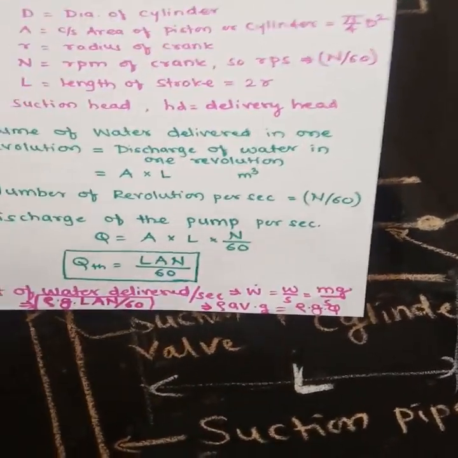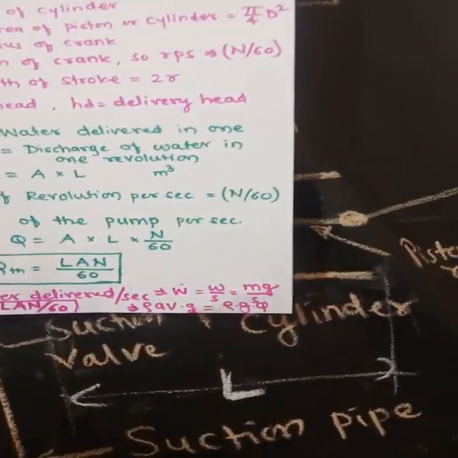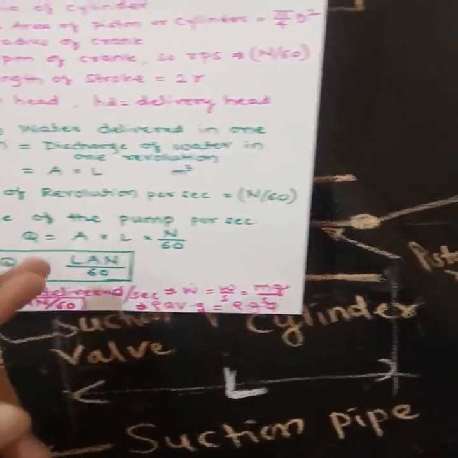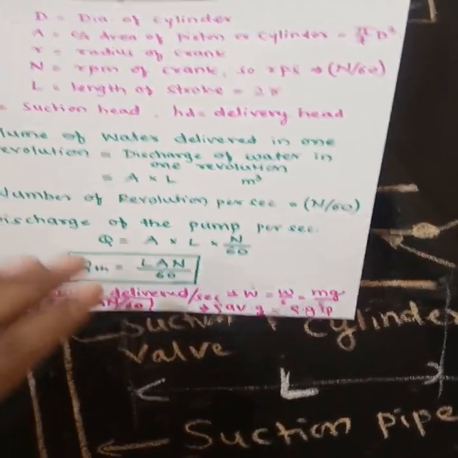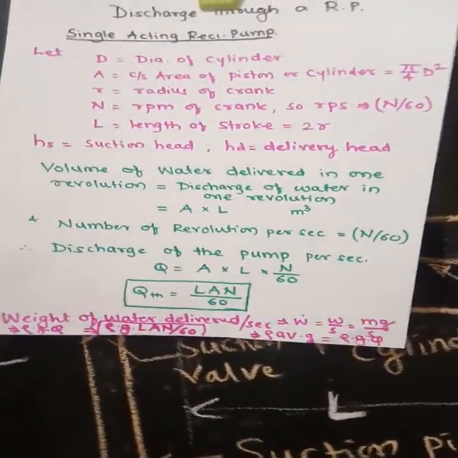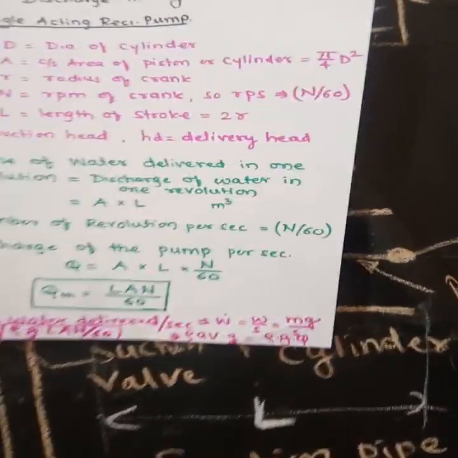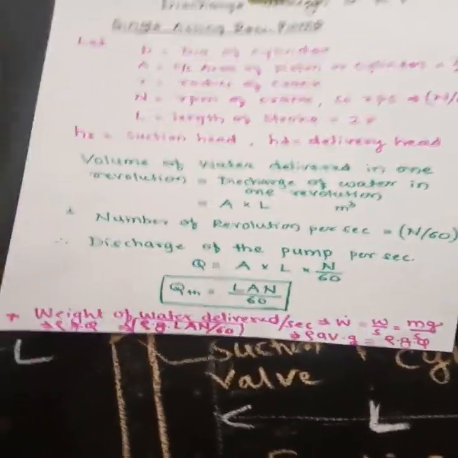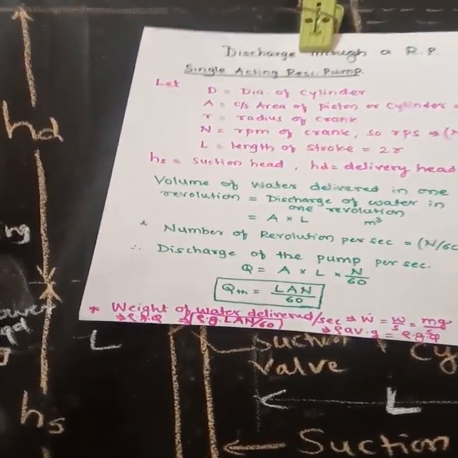Meter cube is A into L, and N by 60 represents the number of revolutions per second, so it is multiplied: A into L into N by 60, which can be represented as LAN by 60. In this way we represent the discharge, called the theoretical discharge, ALN by 60.